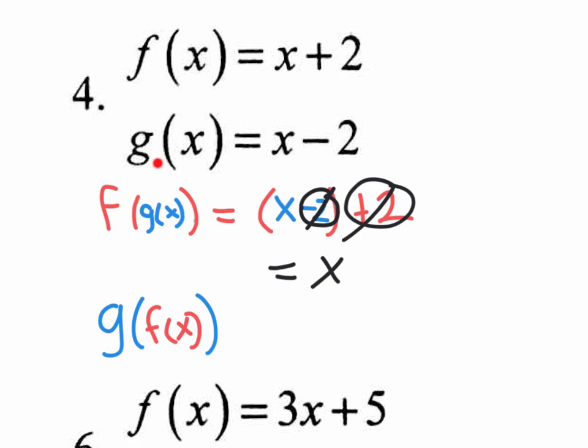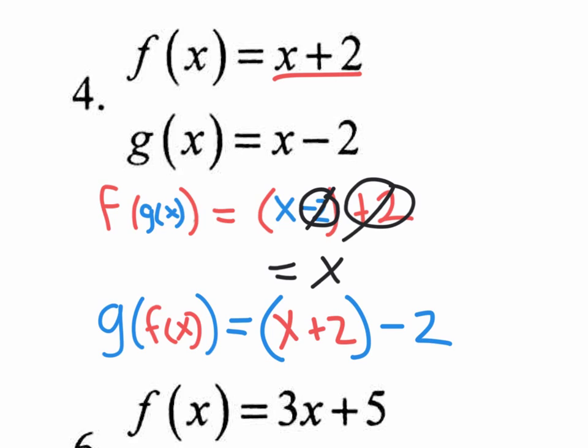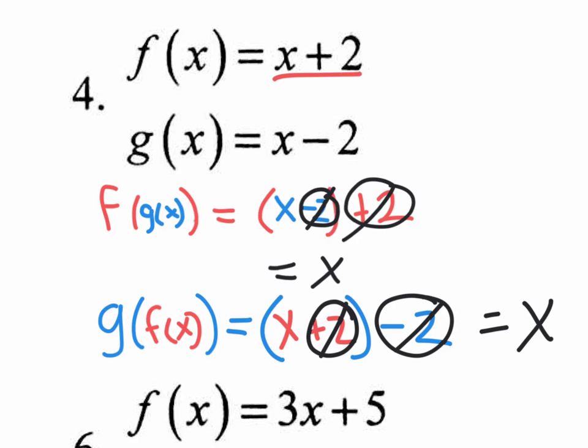So a good thing to do would be to rewrite my g of x function, but instead of x, put parentheses. So I'm going to put equals parentheses -2, and I'm going to plug in my f of x function in there. My f of x function is x plus 2. And as you could see, when I work this out, the +2 and the -2 cancel out, and I truly just get x.